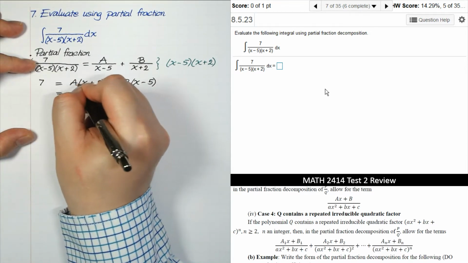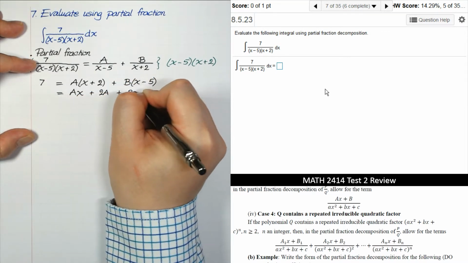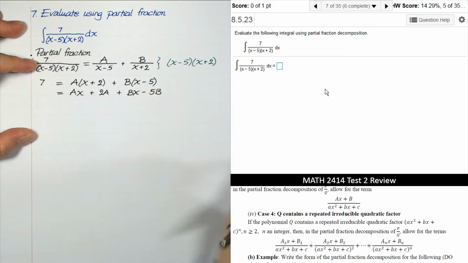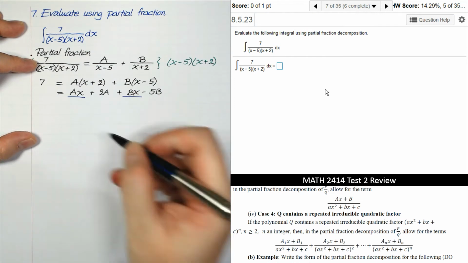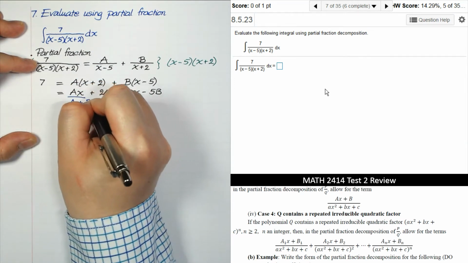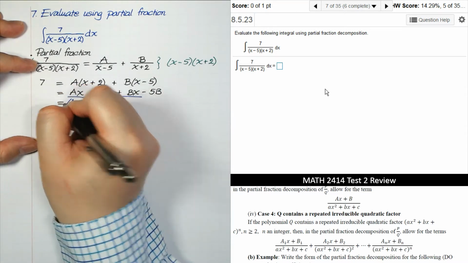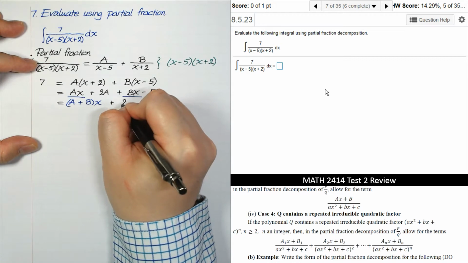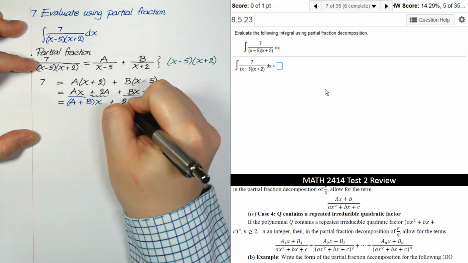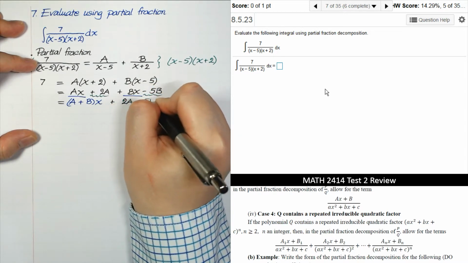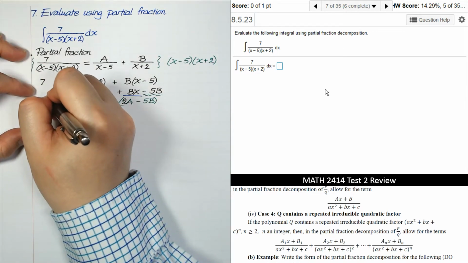Right, multiply it out: ax plus 2a, bx minus 5b. Combine like terms. We have a plus b factor out in x, and then 2a minus 5b as a constant. On the left hand side we have 7.